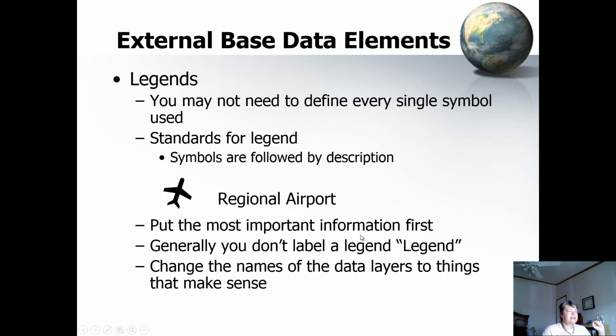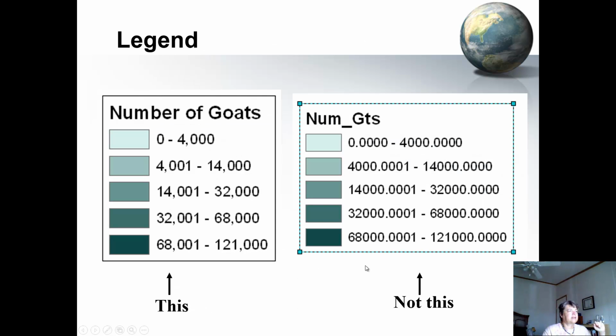And change the names of the data layers to things that make sense. I want to show you something about that, just right here. Number of goats, or numgots. Numgots does not make sense. There's a problem there. NUM_GTS. You want to go in and change this to number of goats. You also don't need these 0.0000. Who talks like that, right? You can round those off, and you can do that in the labeling. I have another video that shows you some of the hints and tips and tricks with making a map, and I'll show you how to do that.